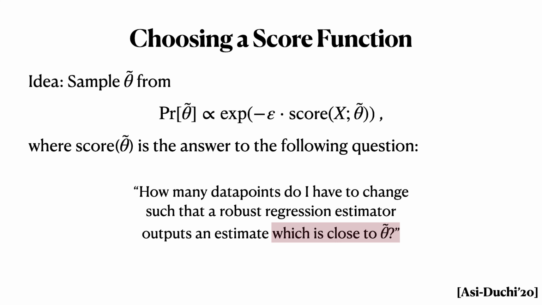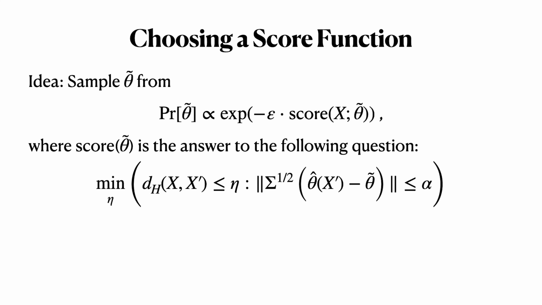However, in our setting, the correct notion of closeness isn't quite this simple. In order for this to be accurate, we want theta tilde to be approximately as good of an estimate for the true parameter as the output of the robust regression estimator. However, in our setting, this is not governed by L2 closeness, but instead by this sigma^(1/2) norm. Formally, we can say that the score of any point theta tilde is the minimum eta such that I can change eta points and get the robust regression estimator theta hat of x prime to be close to theta tilde, where closeness is closeness in the following relevant sigma^(1/2) norm.